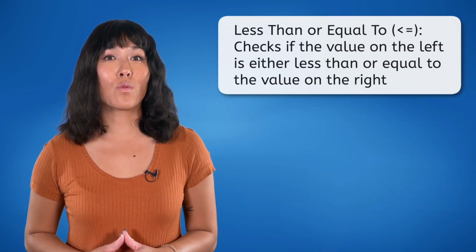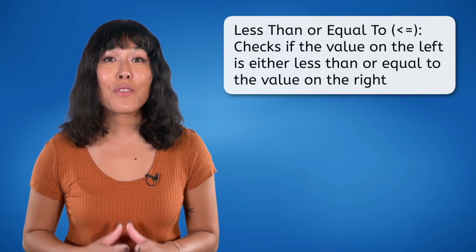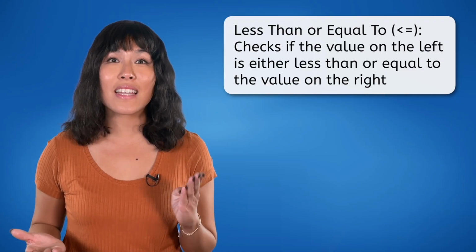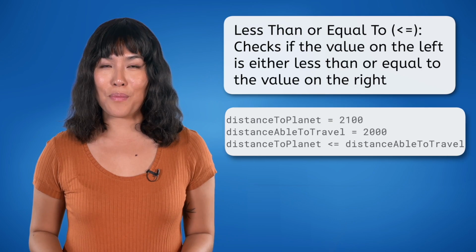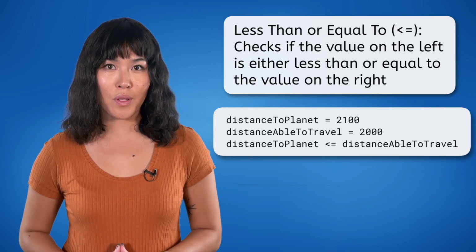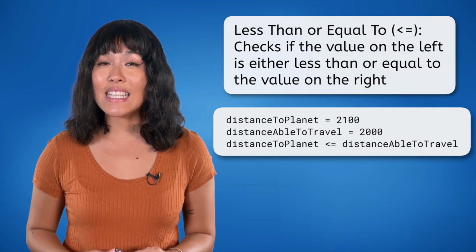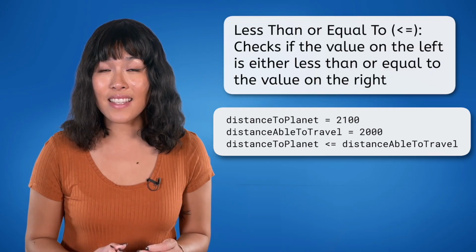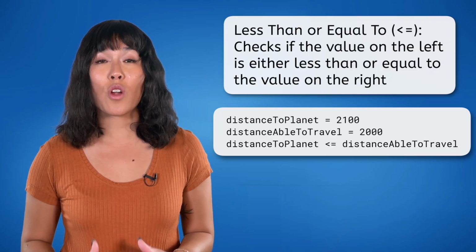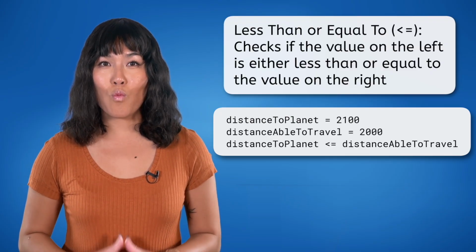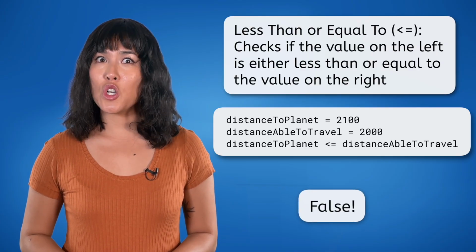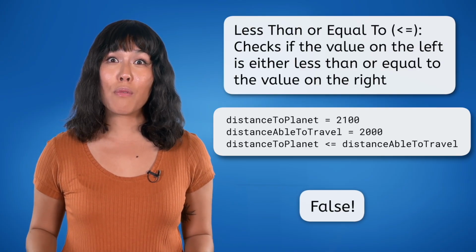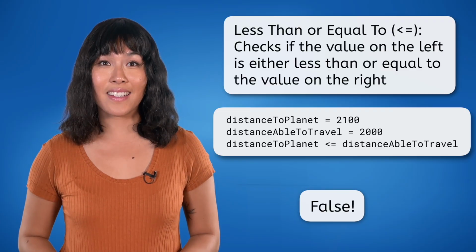The less than or equal to operator determines if the value on the left is either less than or just equal to the one on the right. For example, if we were running low on fuel, we might want to check if the distance to the planet is less than or equal to the distance we are able to travel. What will this comparison result in? Uh-oh, it looks like we need to refuel before we travel to that planet.